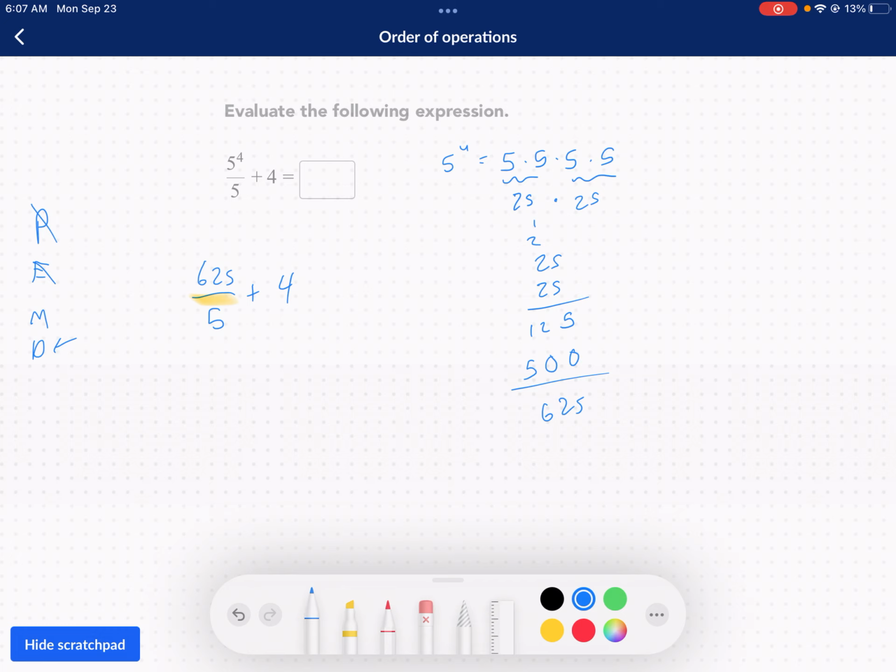Because essentially what that is, if you're dividing away one of those 5s of this original 5 to the 4th power, it's really just 5 to the 3rd, or 25 times 5. Okay, so that's 125. So I'm just going to change this to 125, and then I have plus 4 there, and then I only have addition and subtraction left. No subtraction, but I have addition. I get 129 as my answer.